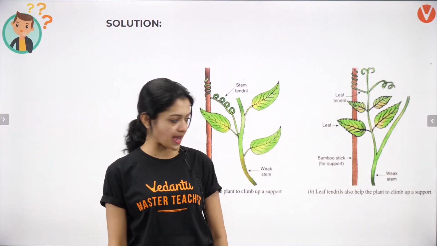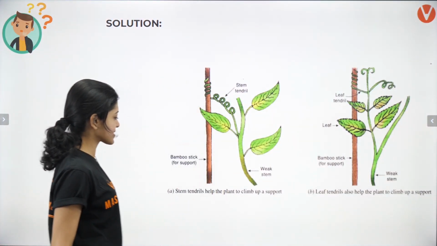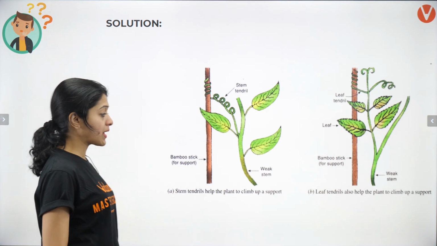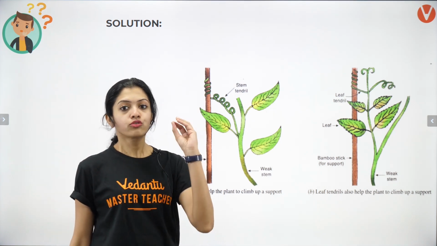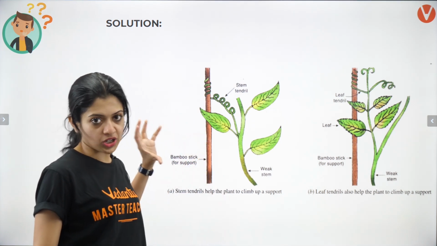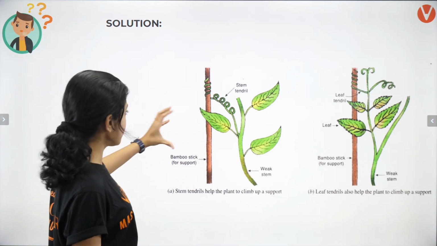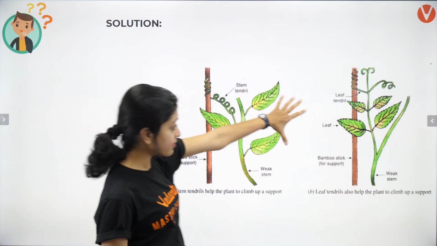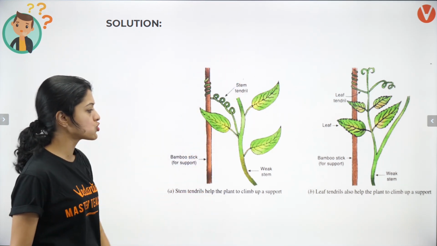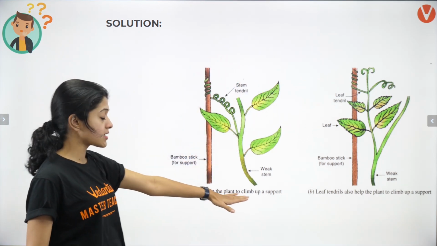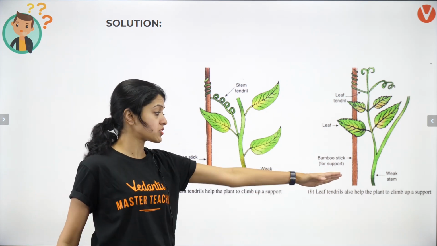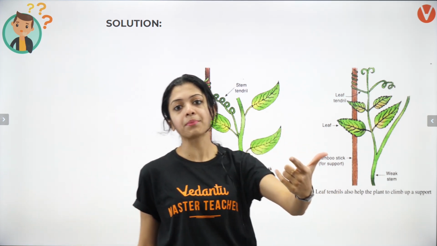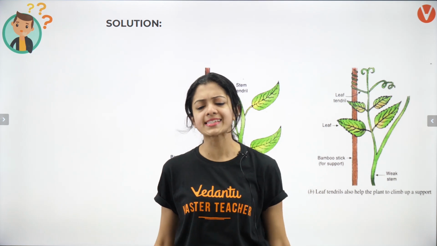Okay, let's look at the example. Yes. This is what it is. The pea plant is a very good example for such a case wherein, look at it, look at what is happening. There are the stem tendrils and there are leaf tendrils. So what exactly are they doing? Stem tendrils help the plant to climb up a support. Leaf tendrils also help a plant to climb up a support. But what is it an example for?